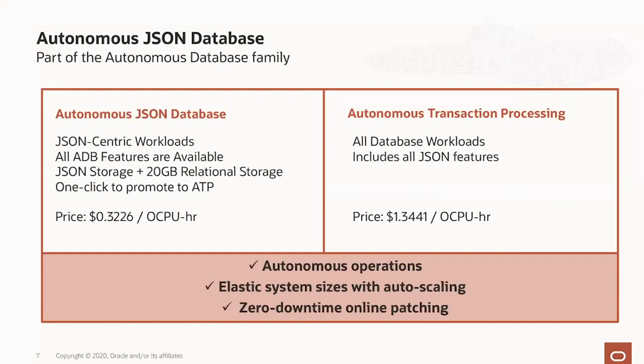So what's the difference? The difference is that in AJD, you're restricted to just 20 gigabytes of storage for relational and other types of data like XML. You can scale up your JSON as much as you want to, but for these other types of data, you only get 20 gigabytes of space. But because of this restriction, we offer AJD at a much lower price.